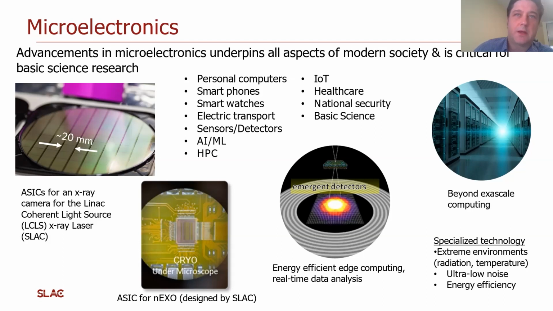Two examples are shown on the left-hand side and include application-specific integrated circuits, or ASICs, for an X-ray camera for the LINAC Coherent Light Source, or LCLS, X-ray laser, and a readout system on chip for the next Enriched Xenon Observatory, or nEXO experiment, to detect neutrinoless double beta decay of Xenon-136. Both are designed by SLAC. There are increasing demands for microelectronics to enable energy-efficient edge computing for real-time data analysis to handle the vast streams of DOE light source data projected to reach 700 petabytes by 2028. Next slide, please.